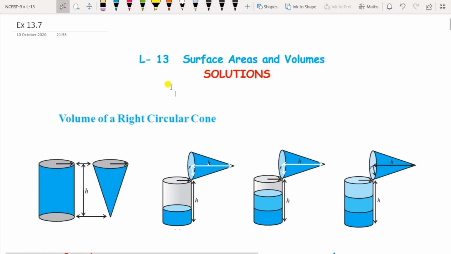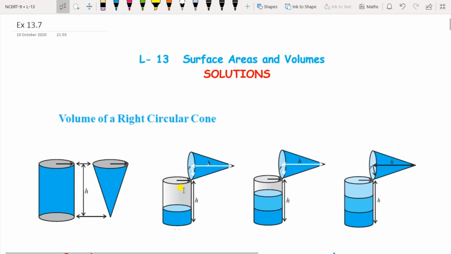In this video, we are going to see the solutions of exercise 13.7 of lesson 13, surface area and volumes. This exercise is regarding the right circular cone. So this is the right circular cone drawn from a cylinder here. It has the same height and the same radius as the cylinder.